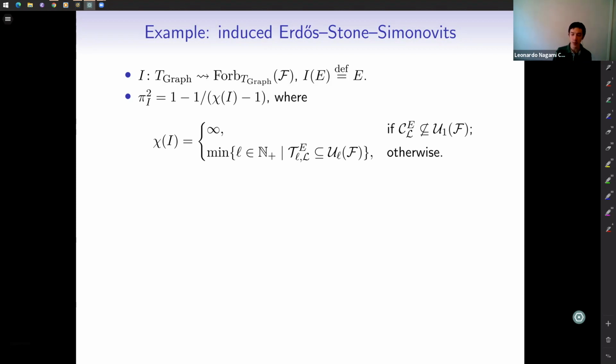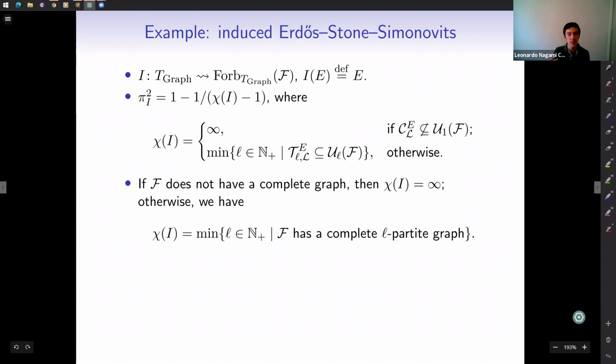Okay, let's reason about this, right? So if I have my family F and I'm asking whether I contain or not the complete patterns, this is essentially asking whether or not my family contains a complete graph. And over here, if I'm asking whether my family contains an L-Turing pattern, this is essentially asking whether my family contains a complete L-partite graph or not. This means that in this particular case, this chromatic number takes this form.